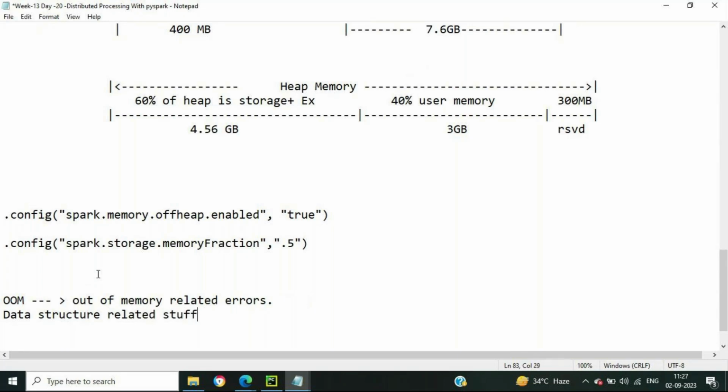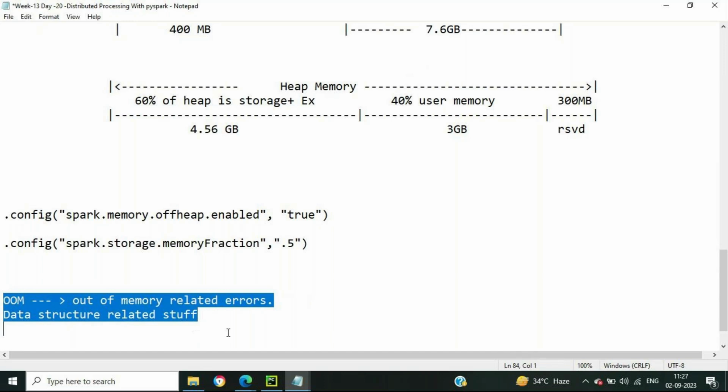So for these particular things, data structures, we are going to utilize different types of data types in order to store them. And if certain errors are there, in order to tackle those errors and maintain the logs for those errors, this user memory will be utilized. And this is fixed at 40% of the heap memory. And then 60% of heap is storage plus execution.